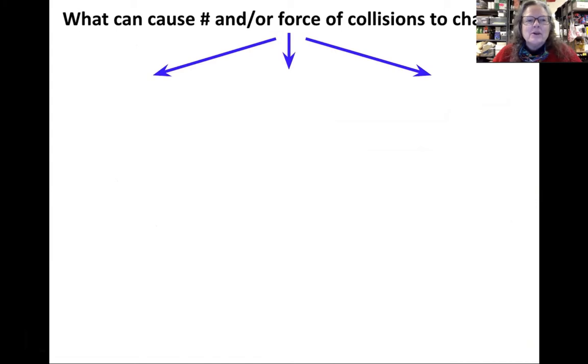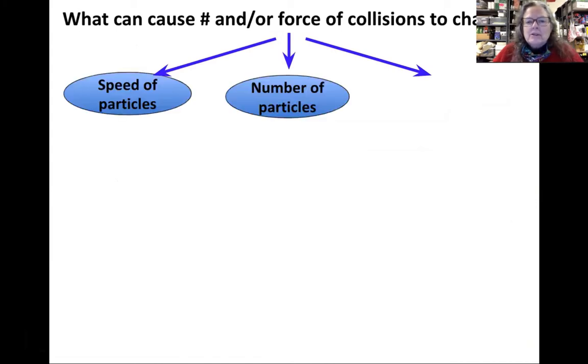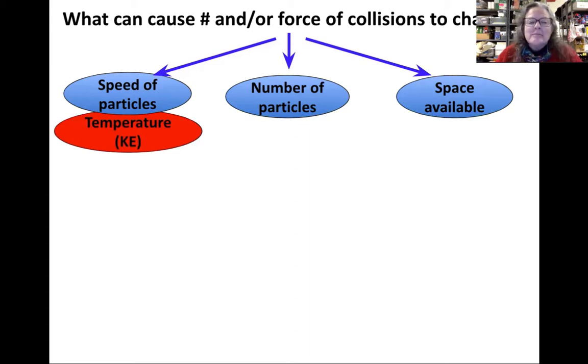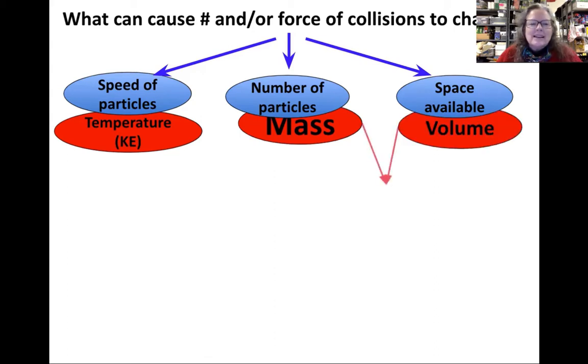So you can change the speed of the particles, you can change the number of the particles, or you can change the space available to those particles. And knowing the definitions to all the words we were talking about: speed of particles is temperature. KE stands for kinetic energy. We didn't talk about this year, but it's important and I want to leave it in for maybe a subsequent year. Number of particles, what's that? Mass. And space available, volume. Those are the three primary properties that you can change.